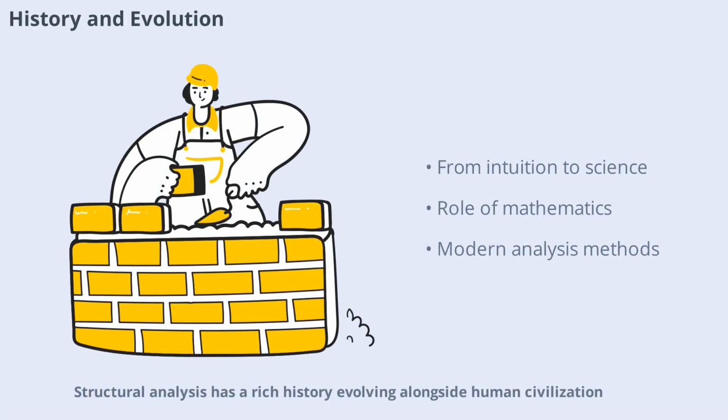Structural analysis has a rich history, evolving alongside human civilization. Early builders relied on intuition and experience, but as structures grew more complex, a scientific approach became necessary. The development of mathematics and physics allowed engineers to better predict how structures would behave. Over centuries, new materials and construction techniques have shaped the field, leading to the sophisticated analysis methods we use today. Understanding this evolution helps us appreciate the importance of structural analysis in modern engineering.